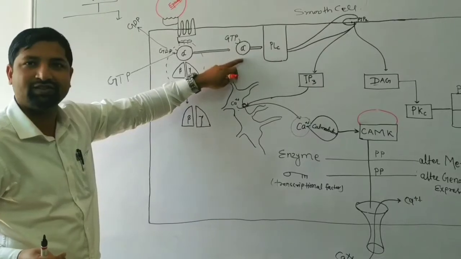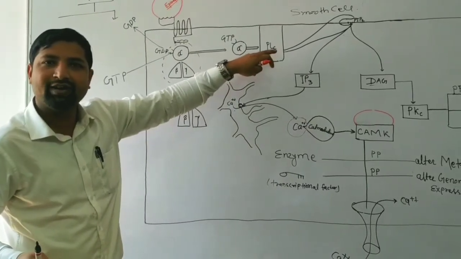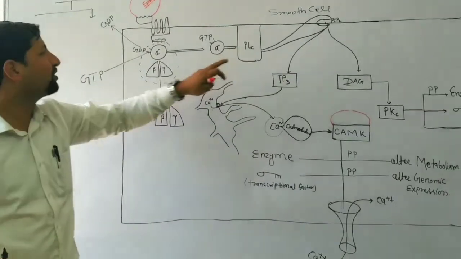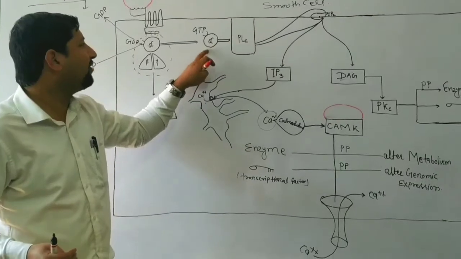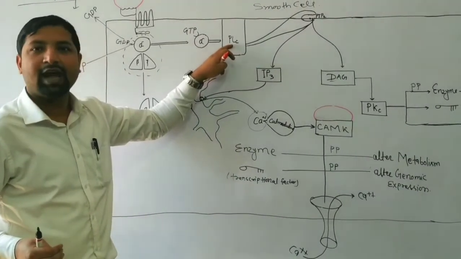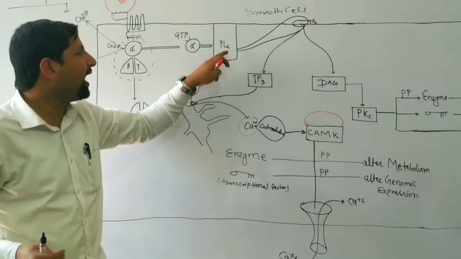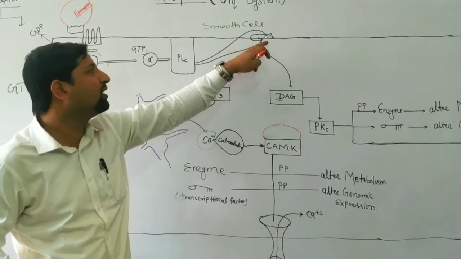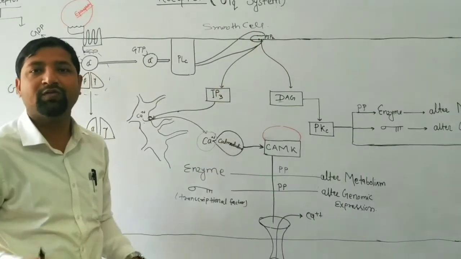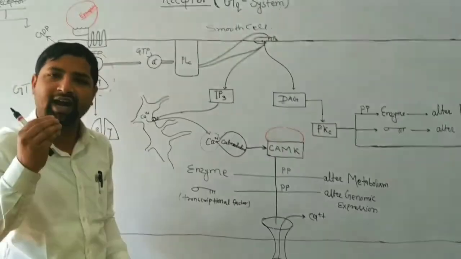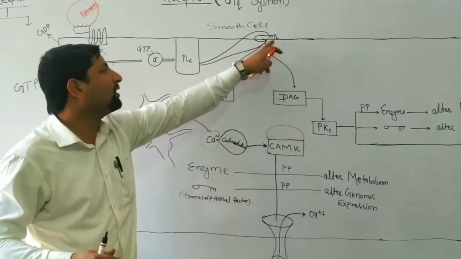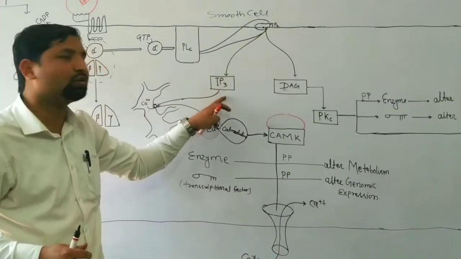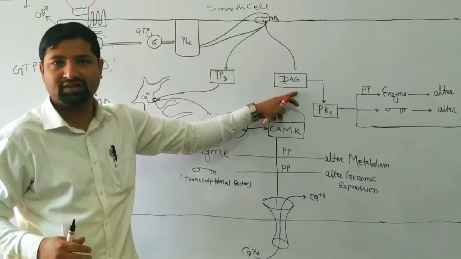Now the alpha subunit, the rich person, will go and bind to contact with another rich personality, that is phospholipase C. This phospholipase C has scissor-like properties to cut the membrane lipid phosphatidylinositol bisphosphate. After the cutting of the membrane phosphatidylinositol bisphosphate, this will change into IP3 and DAG. These are the secondary messengers.